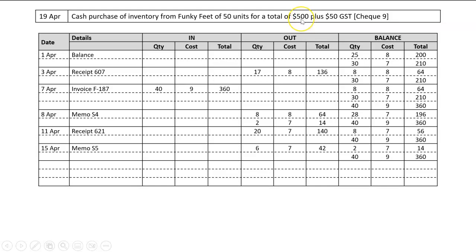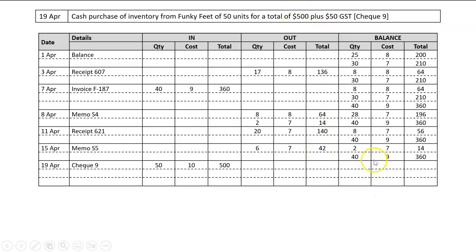So what we need to do is just a little bit of maths. We'll do 500 divided by 50. That must mean each unit, so we'll do 19th of April, check 9. Each unit that came in was $10 each. So we've got 50 units at $10 is 500. So that number there should match this number, which it does.